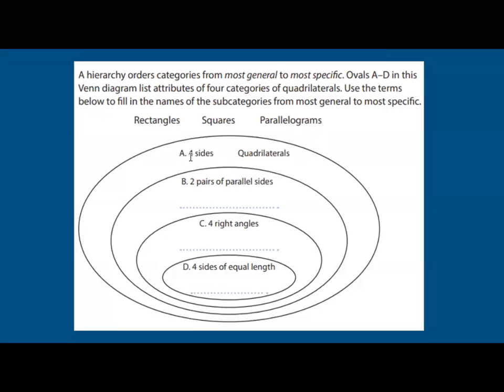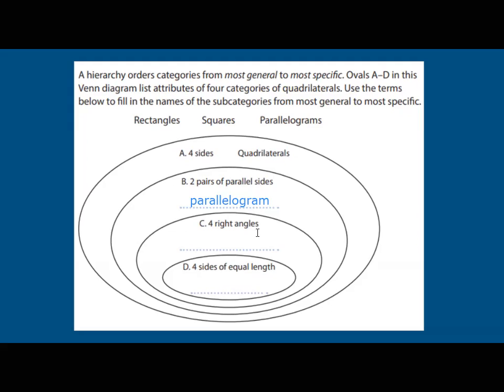So if we look, A, 4 sides. If it only has 4 sides, if that's the only attribute it has, then it is a quadrilateral. All quadrilaterals have 4 sides. Then if we get a little more specific, if it's a quadrilateral and it has 2 pairs of parallel sides, if we look at our options, yes, that would be parallelogram. Yes, squares have 2 pairs of parallel sides, and rectangles also have 2 pairs of parallel sides, but they have a little bit more specific attributes to go along with them also. So parallelogram would be the best choice here.